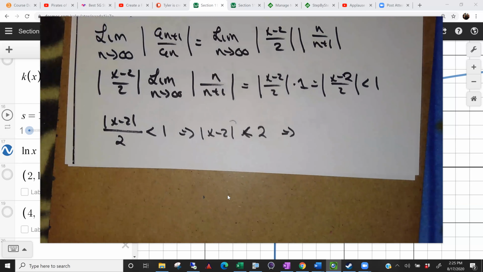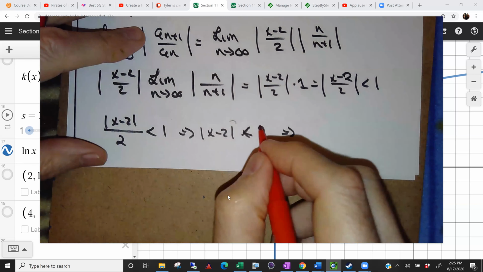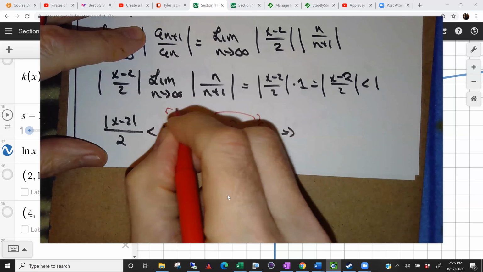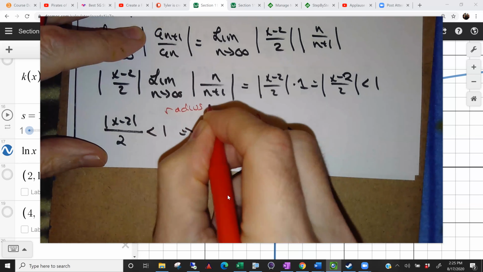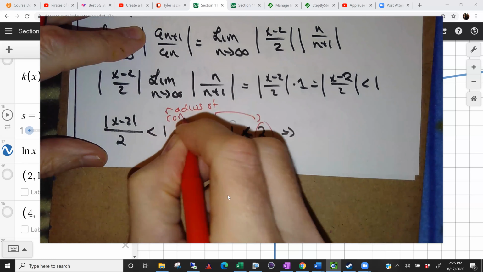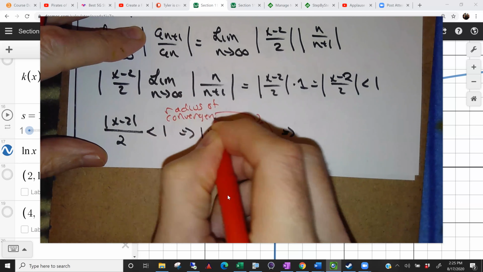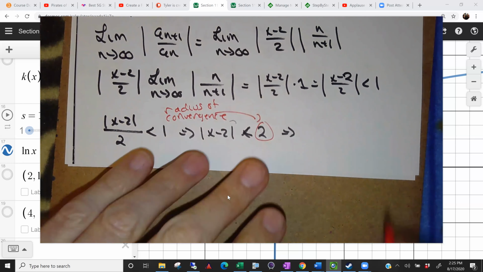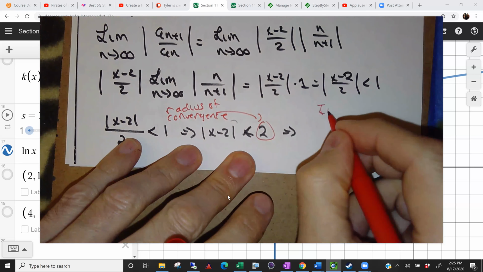In particular, if they just ask you for the radius of convergence, that's it. If all they're asking you for is the radius of convergence, you're done. If they ask you for the interval of convergence, then you're not done.